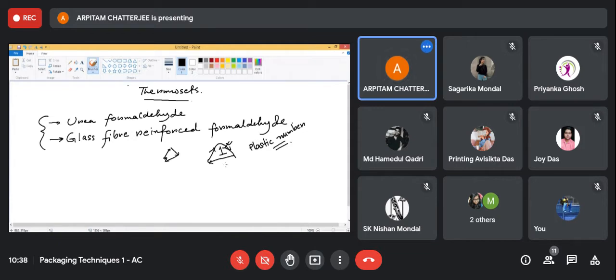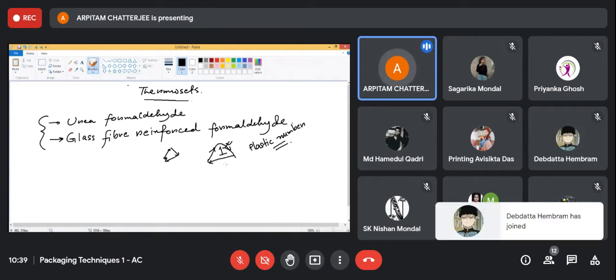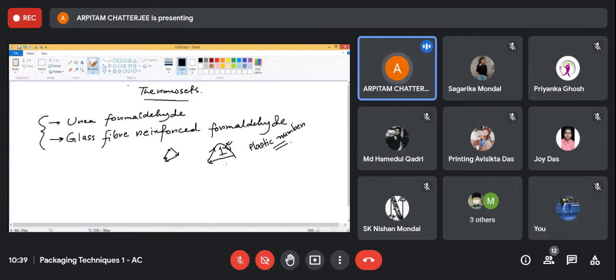Because PET is one of the most commonly used plastics in rigid packaging. In case of making bottles and all, PET is one of the most commonly used. Similarly for HDPE, LDPE also. HDPE, I think, has a number of two. Then PP, polypropylene, has a number of five. So likewise, you can check the plastic number, and you can find out which plastic is being used to pack this particular thing.